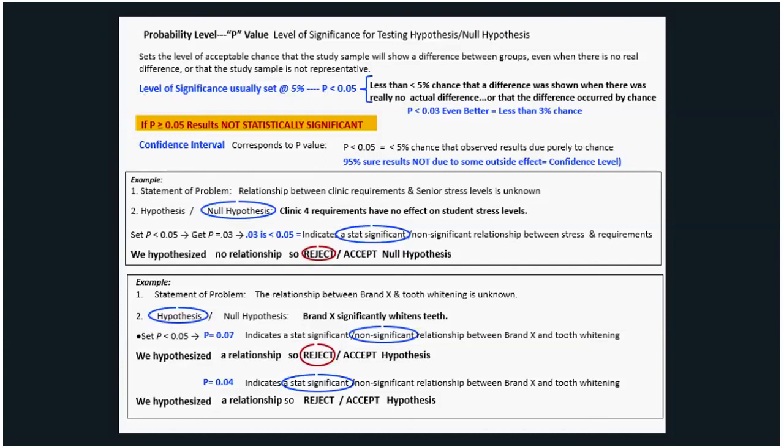Hypothesis means you're saying there is a relationship between something. We've got a p-value that is less than 0.05, which indicates statistically that there is some type of relationship. So we can accept our hypothesis, saying that there is a relationship between brand X and tooth whitening. Maybe we could have said that brand X significantly whitens teeth. We're saying that it increases, that's the relationship, that if we use brand X, we're going to get whiter teeth.